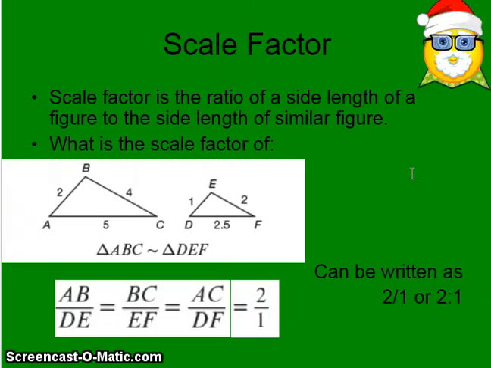Now, a scale factor is the ratio of a side length of a figure to the side length of a similar figure. If you're looking for the scale factor of ABC to DEF, you would take the longer side and divide AB by DE. AB is 2, DE is 1, so 2 over 1 is 2. The scale factor here is 2 over 1, or 2 to 1, meaning that for every 1 unit in the smaller triangle, the larger triangle has 2 units.